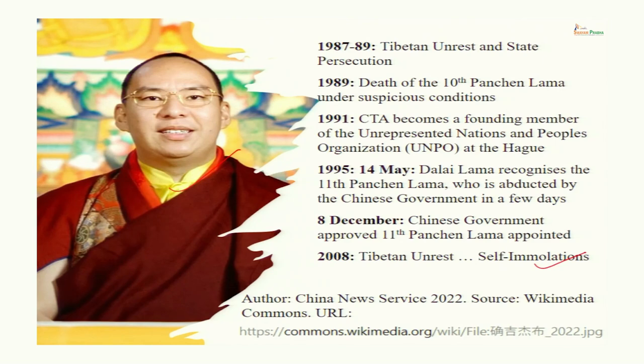The Central Tibetan Administration and the Dalai Lama are very popular in the West, and it is also a member of the Unrepresented Nations and Peoples Organization at The Hague. It became a founding member in 1991. The Dalai Lama is very popular all over the world. He's a Nobel laureate. He lives in India in Dharamshala, which is his headquarters, a beautiful place with a lot of monasteries. So Tibet is completely in the grip of the Chinese government, and from Tibet it is extending its grip towards other areas.